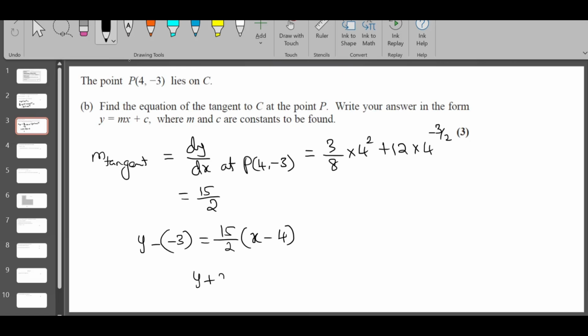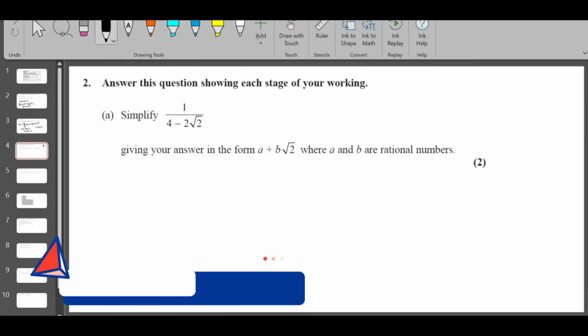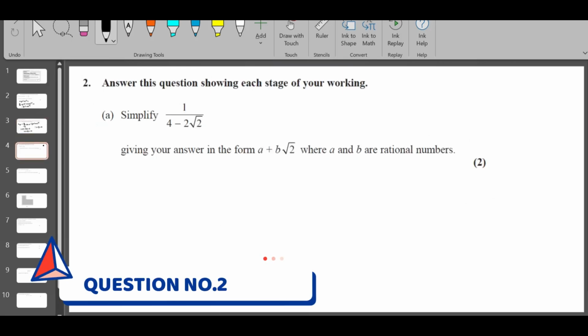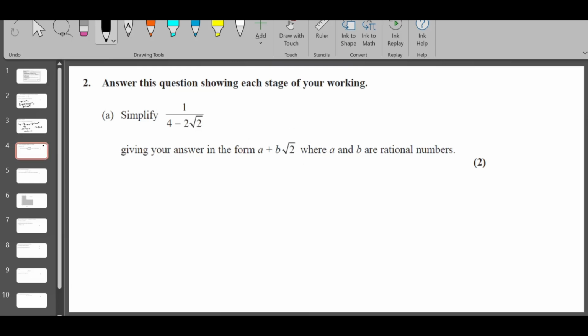So y plus 3 is 15 over 2x minus 30. Therefore y is equal to 15 over 2x minus 33. That's the equation of the tangent. That's all. Question number 2, part A. Simplify this, write your answer in this format. Just rationalize the denominator. 1 over 4 minus 2 root 2.